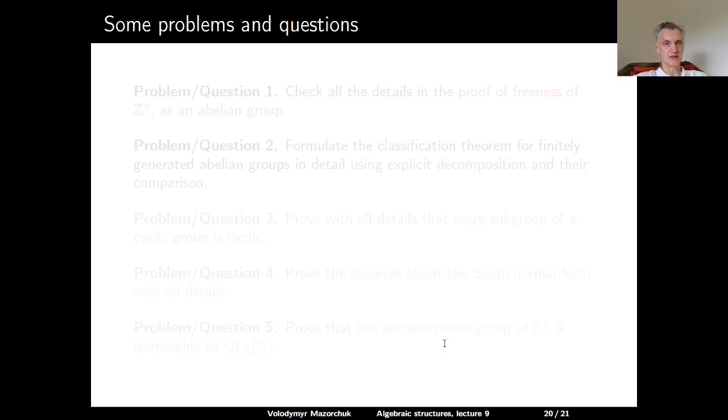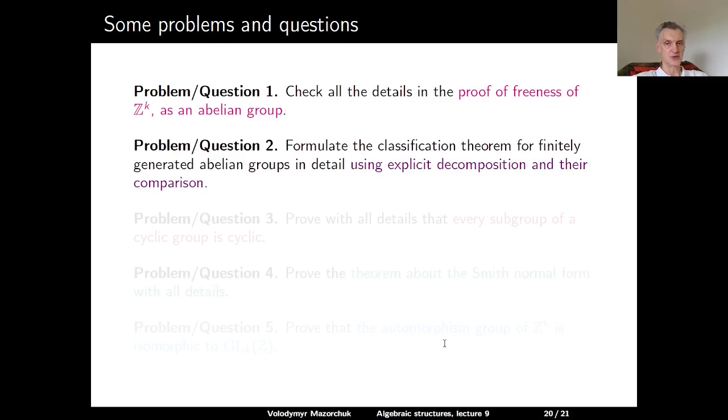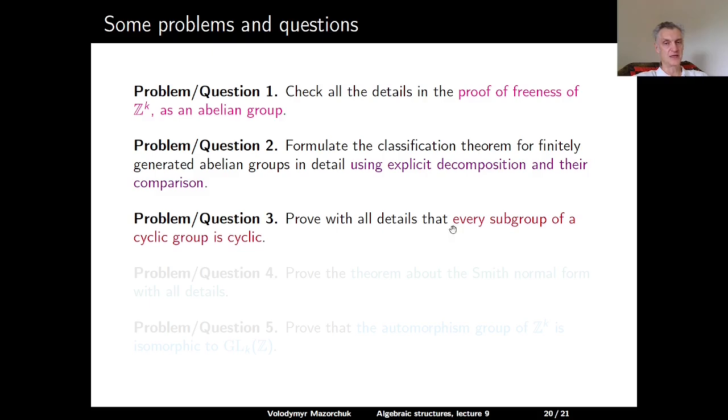Some problems and questions at the end. Problem question 1. Check all the details in the proof of freeness of Z to the power k as an abelian group. Problem question 2. Formulate the main result of this lecture, the classification theorem, for finitely generated abelian groups in detail using explicit decomposition and their comparison. Problem question 3. Prove with all details that every subgroup of a cyclic group is cyclic. Problem question 4. Prove the theorem about the Smith normal form with all details.